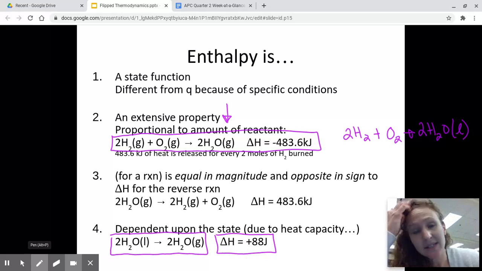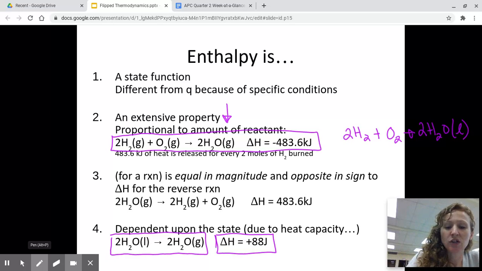Notice that just changing the state here has a specific enthalpy. So what is the state change that occurs here? Liquid to gas is going to be vaporization, right? So this enthalpy, 88 joules, it's the enthalpy of the vaporization of water. So we could label it as such. Enthalpy of vaporization of water is 88 joules.